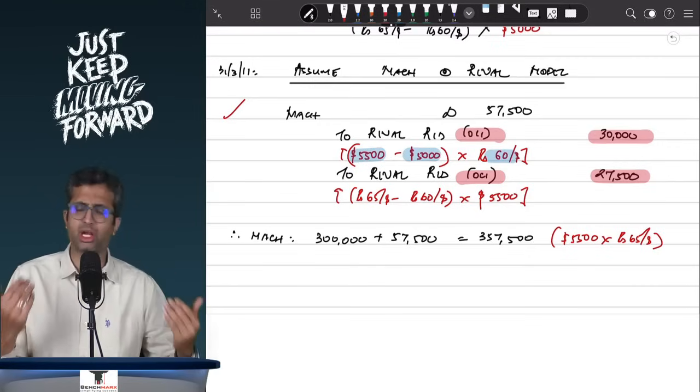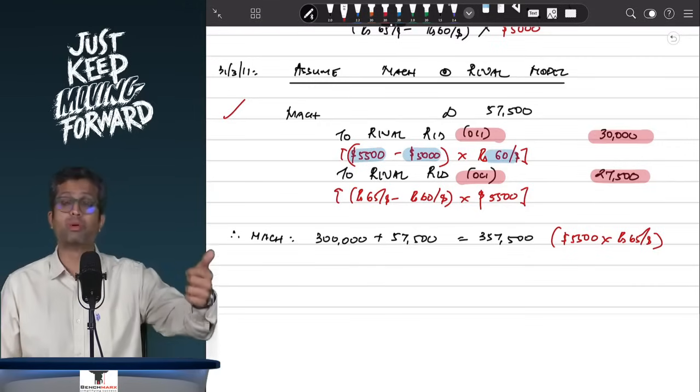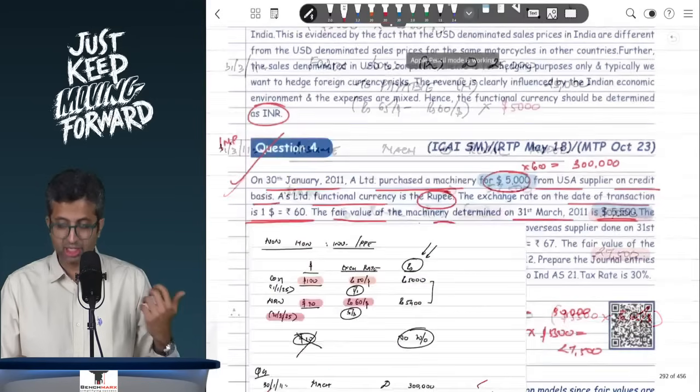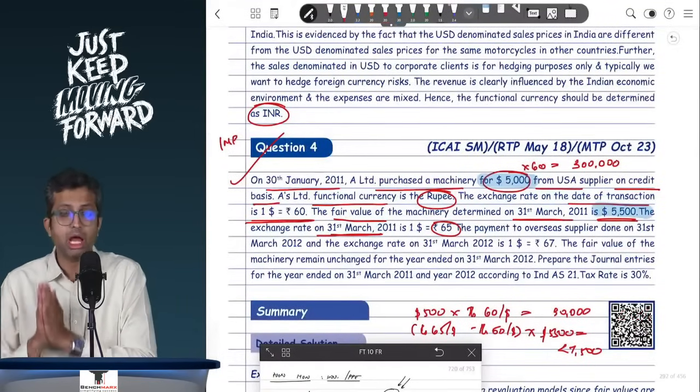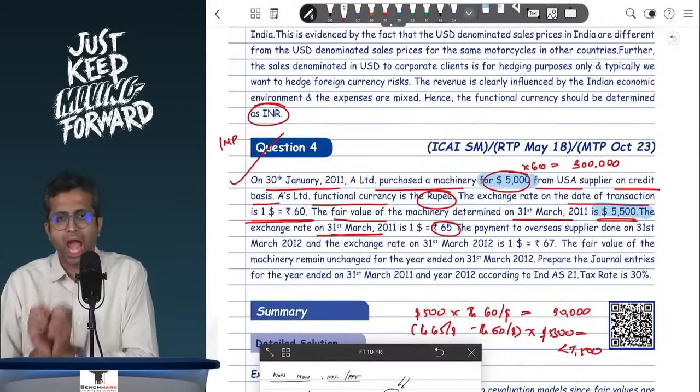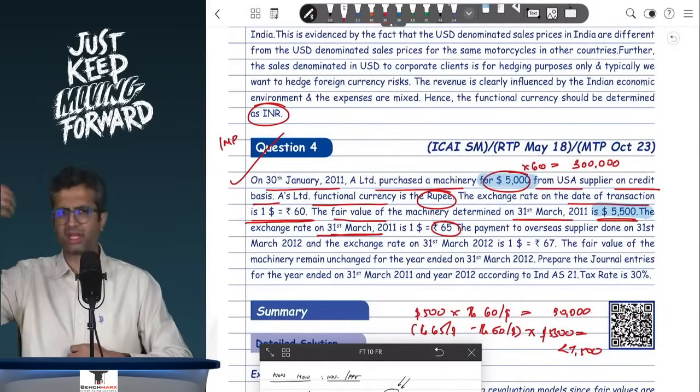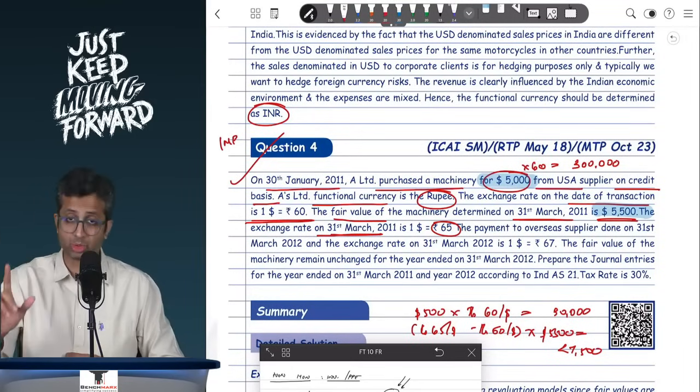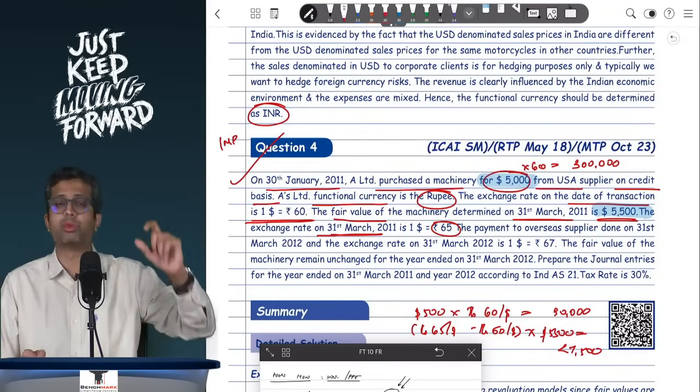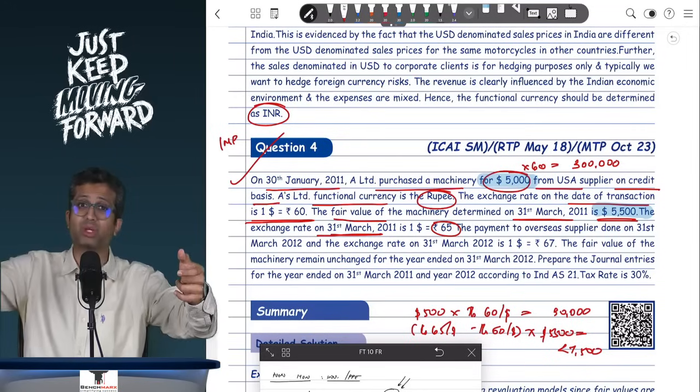Now, this is regarding machinery. However, did you also have a payable? Well, I had done a credit purchase, which means I also had a payable. Now, payable is a monetary item. And this is the payable of 5,000. Let the fair value be 5,500 or whatever. The payable is 5,000. And I thought I'll have to pay 5,000 into 60. Now I have to pay 5,000 into 65.